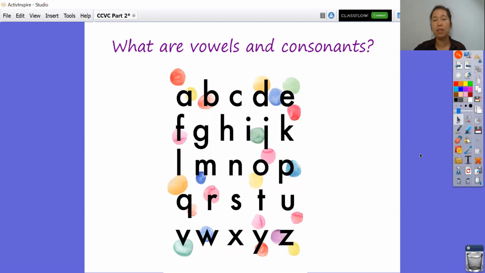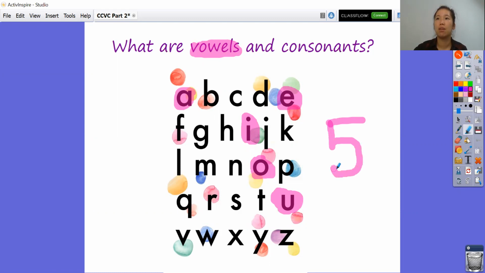So yesterday we looked at vowels and consonants, and we talked about how there are five vowels in the English alphabet. Let's have a look at what those letters were. So what are our vowels? Do you remember? Yes: A, E, I, O, and U. So there are five letters that are our vowels in our alphabet. The rest of those letters are called consonants. I'm just going to highlight this word so you know this word is vowels. There are five of them, I'll write the number five here. So five vowels and the rest of the letters are all consonants.